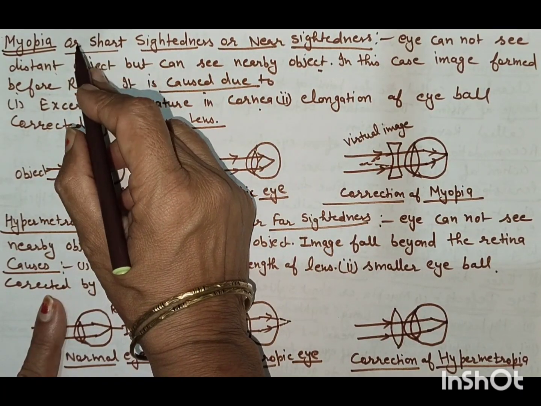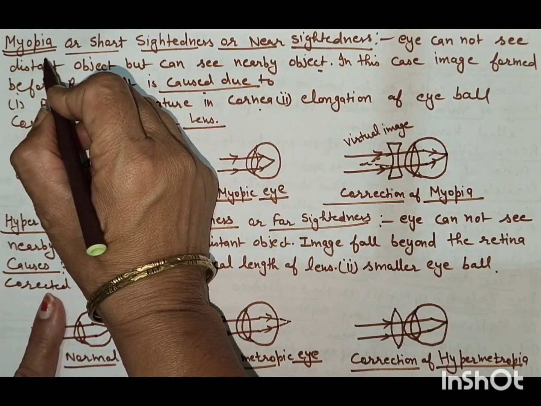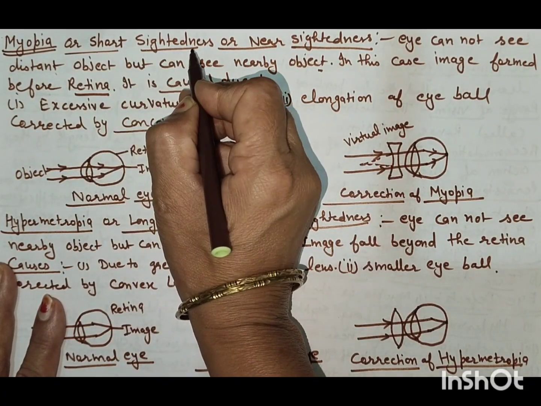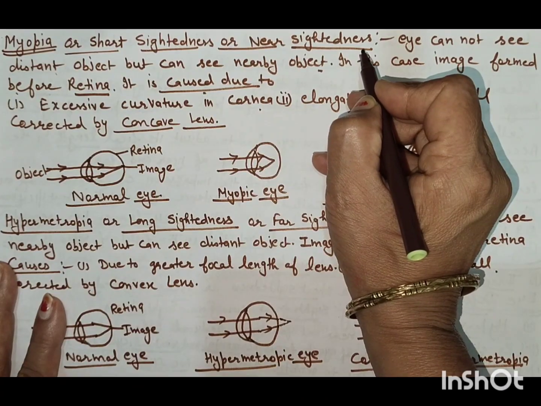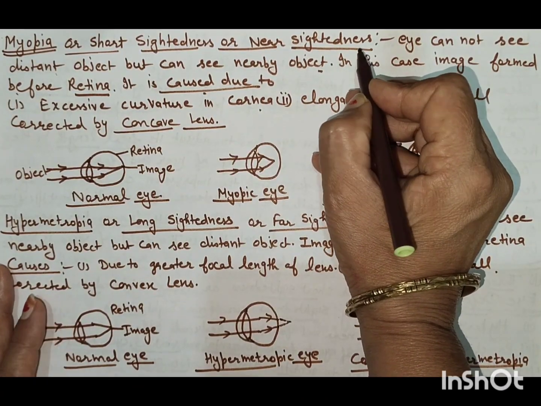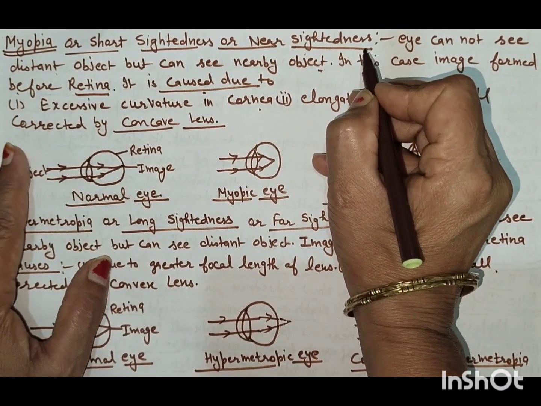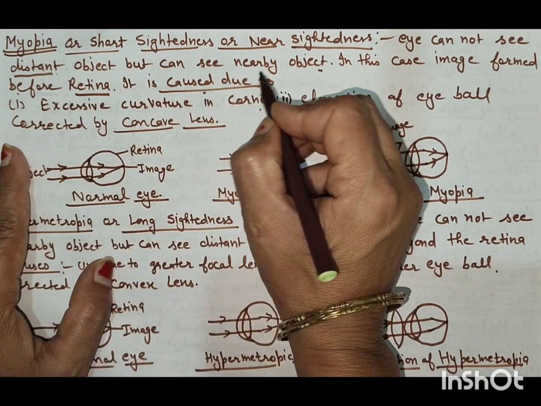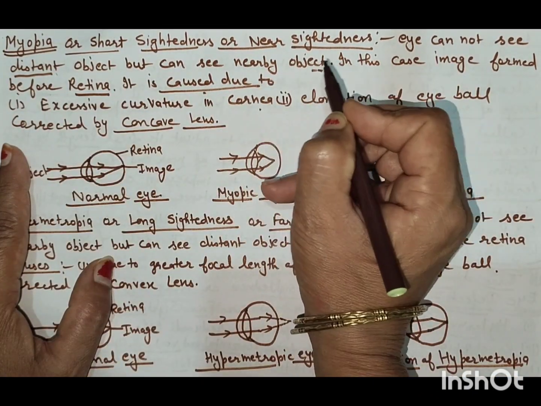The main two defects of the eye are, first, myopia. Myopia, short name, means short-sightedness or near-sightedness. In this, we can see nearby objects clearly. The eye cannot see distant objects, but can see nearby objects clearly.